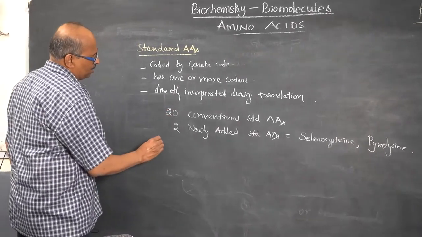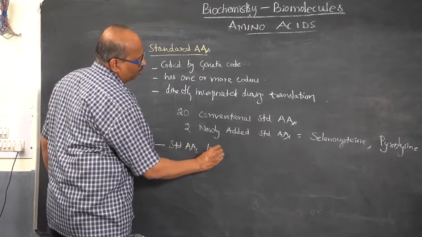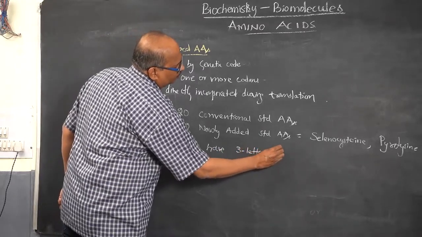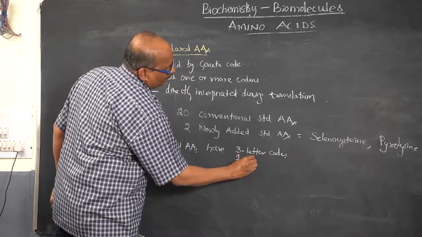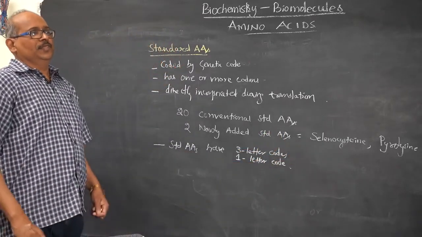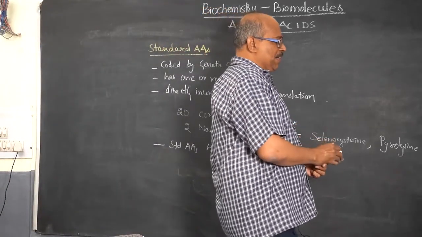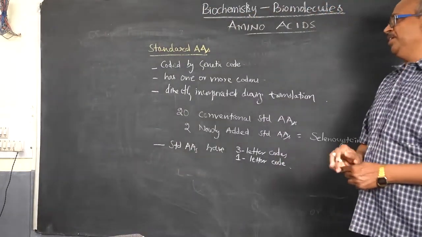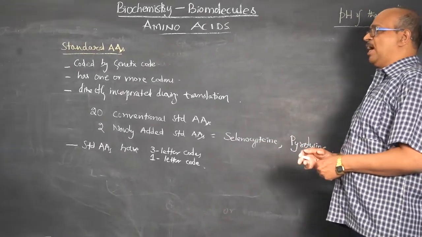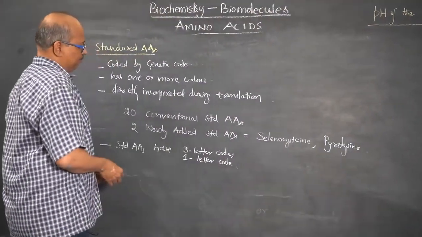The standard amino acids have 3-letter codes and 1-letter code. So earlier we used to go for 3-letter codes, but as bioinformatics became more prominent in terms of the analysis, people started taking the single letter code as it saves the space, it saves the bits.